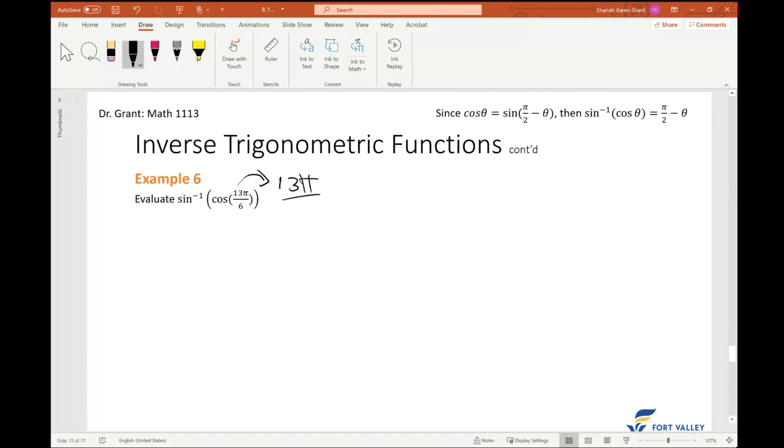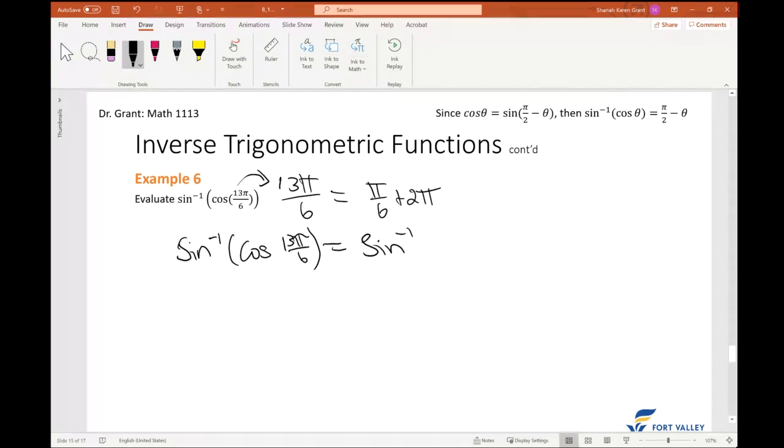So 13 pi over 6 can be written as pi over 6 plus 2 pi. So I can write this as sine inverse of cosine of 13 pi over 6 is equal to sine inverse of cosine of pi over 6 plus 2 pi.